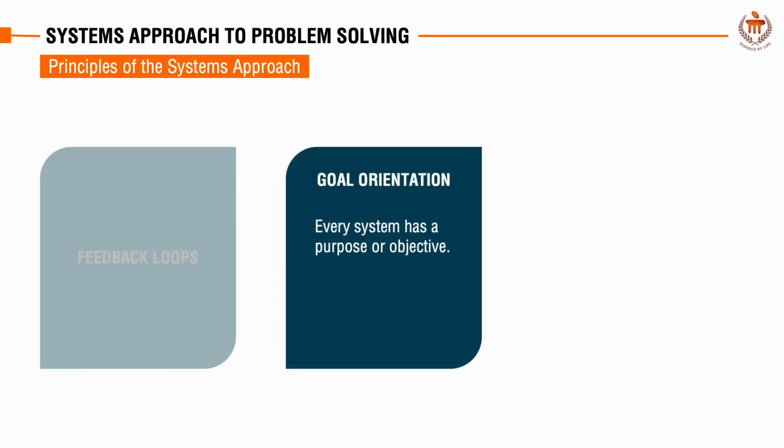The last principle is goal orientation. Every system has a purpose or goal. The systems approach ensures that any decisions or solutions align with the system's main objectives. This helps keep efforts focused and meaningful. By following these principles, decision makers can solve problems more effectively, understanding not only the parts of a system, but also how they interact and evolve.